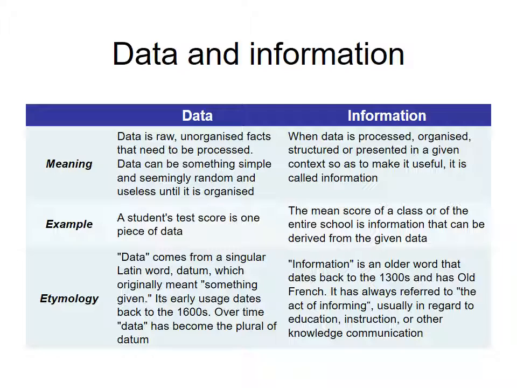The use of the term as we conceive it now dates back to the 1600s. Information is an older word because it goes back to the 1300s and it comes from the old French language. It has always been used to refer to the act of informing, usually applied to education and instruction rather than technology and communication as we do in this particular lesson. But again, I thought it was just a nice little table to show you.